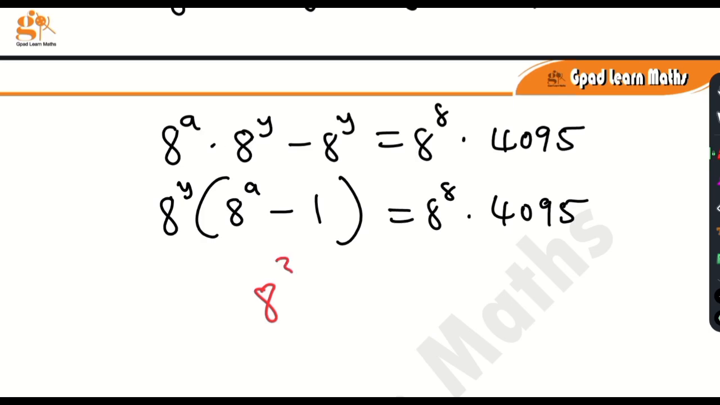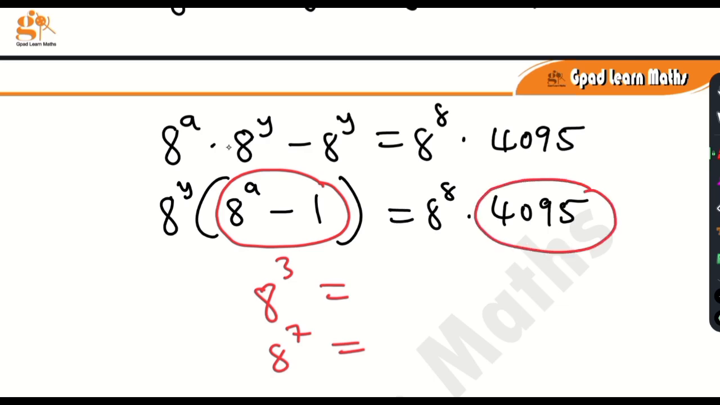So even if a is 3, it will return an even number. Even if you say a is 7, it will always return an even number. Now, what does this tell us? That 8 raised to power a minus 1 will be odd, because if you have 8 raised to power a and you subtract 1 from an even number, you will get an odd number.